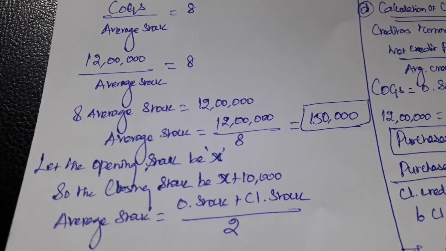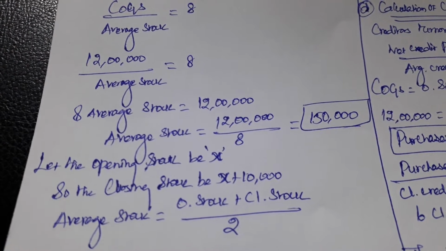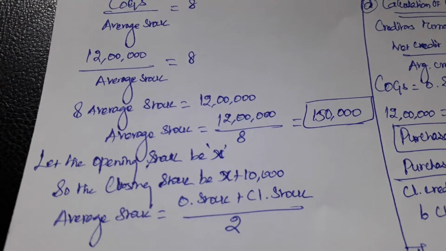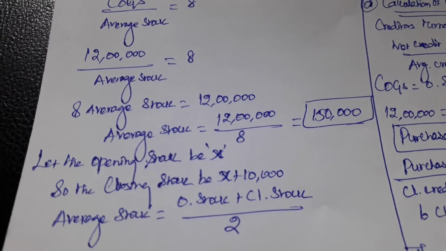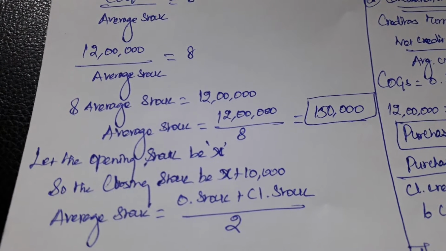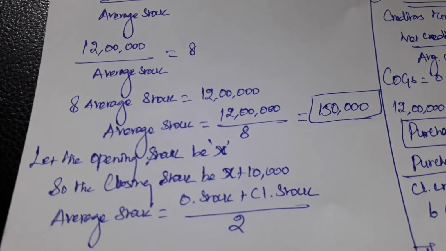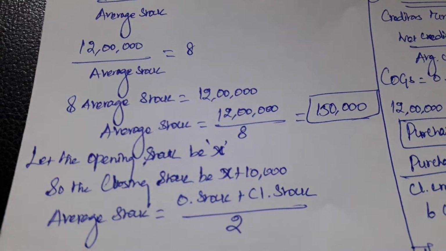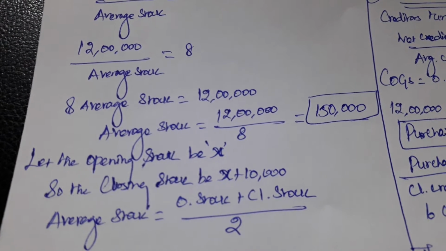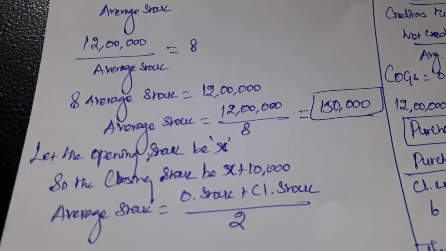So let the opening stock be X. We take the opening stock as X. The closing stock is more than the opening stock, right? The closing stock is 10,000 more than the opening stock. That's why the closing stock is X plus 10,000.